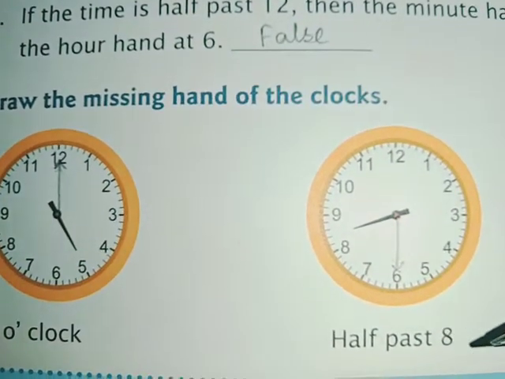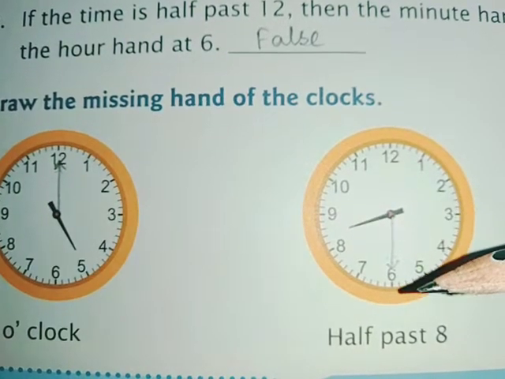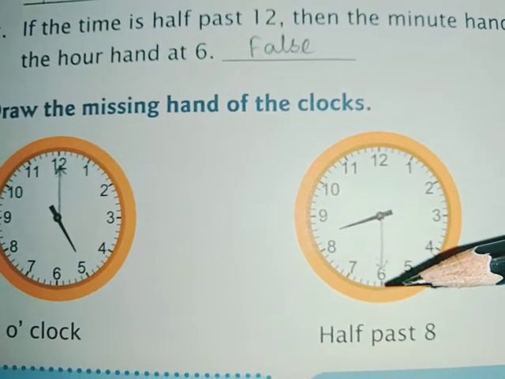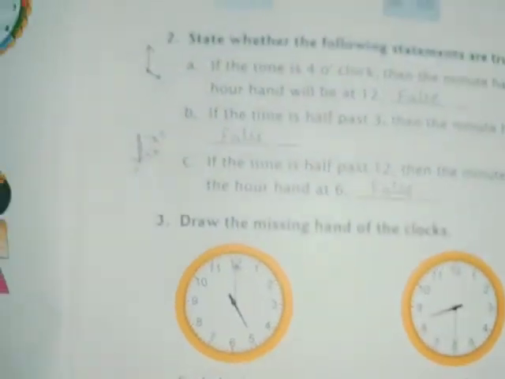Here the time is given 8:30. So the hour hand is given between 8 and 9 and the minute hand will be pointing towards 6 to denote 30 minutes, that is half of the hour. So this is all about worksheet 3.